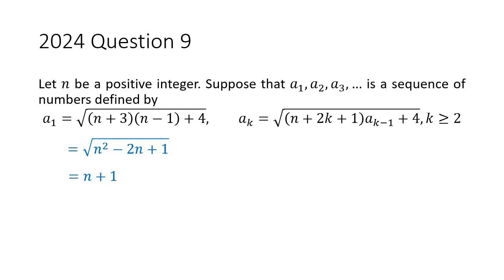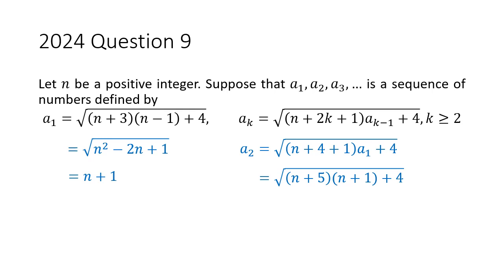So we can continue and work out a2. a2 is equal to the square root of (n plus 2 times 2 plus 1), since k is 2, multiplied by the term a1, plus 4. So a1 is n plus 1, so let's sub that in. So we're going to get the square root of (n plus 5) times (n plus 1) plus 4. Notice that when you expand it out, you get the quadratic n squared plus 6n plus 9, which is a perfect square. And when you square root that, you get n plus 3. And if you continue this, you'll notice that a3 is n plus 5 and so on. So you're going to see a pattern. But let's see if we can prove that pattern.